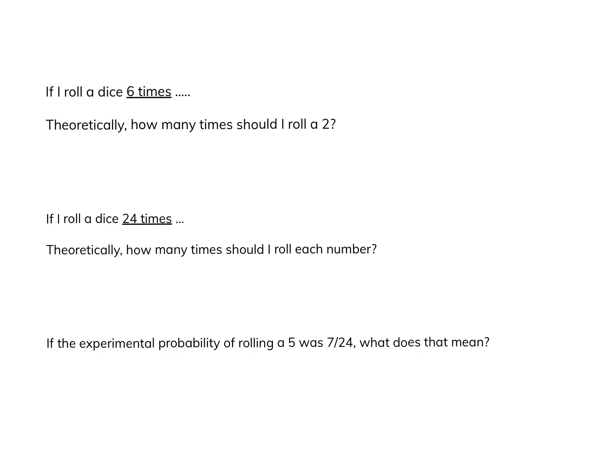Okay, let's look at a couple different situations. If I roll a dice 6 times, theoretically, how many times should I roll a 2? Theoretically, if I roll it 6 times, I should get a 1, a 2, a 3, a 4, a 5, and a 6. So theoretically, I should roll a 2 1 time.